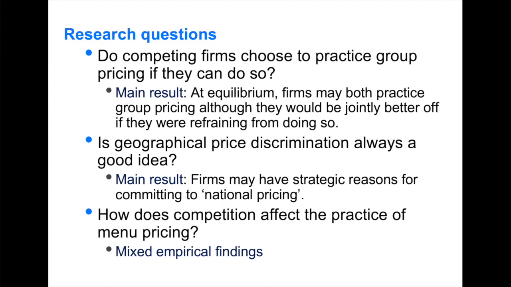What we want to do is to address three research questions that have to do with price discrimination in competitive settings. So several firms have the possibility to use price discrimination, and the basic question is whether they will do so. Okay, so we start with group pricing. We have two competing firms. This is the model we are going to look at. They can choose to practice group pricing, but the question is whether they will do so.